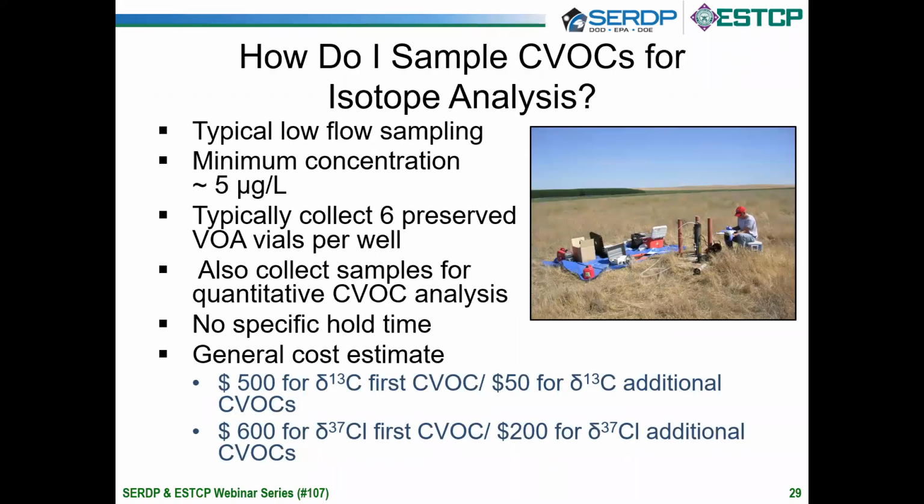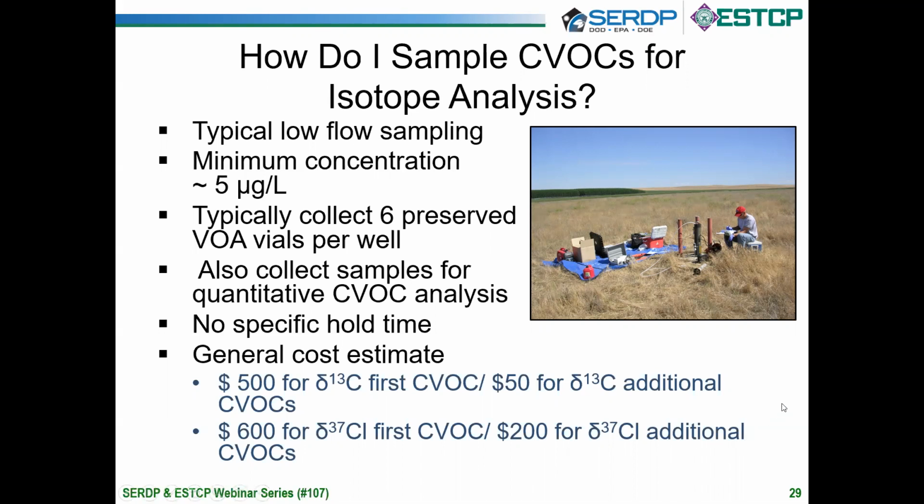So how do you sample for stable isotopes? The good thing is it's something that most of us who do field work are used to doing. You can use low flow sampling. The minimum concentration of CVOCs typically is on the order of 5 ppb, although the methods are getting better, so you can sometimes get data with just a few ppb of a contaminant of concern, or a CVOC of concern. Typically, the labs that do this commercially will send you 6 VOA vials to do the sampling. It gives them extra sample, and often they run the same analysis multiple times.